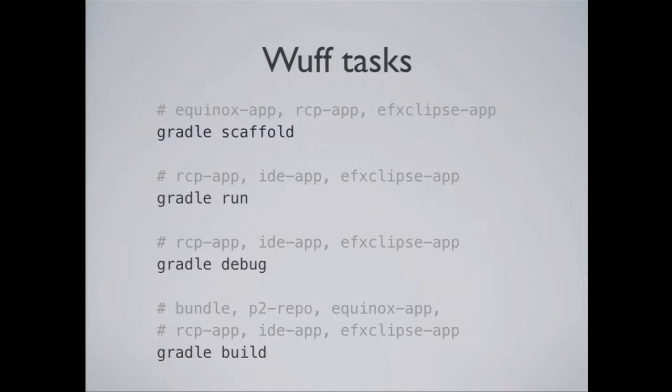Then there is a run task. Run starts your application on Equinox runtime without creating a distribution package. The start happens in place. That means the class path of your project is used for configuring Equinox runtime and starting the whole thing up. Debug is clear. It's the same as run. Simply, your application can connect to a debugger.